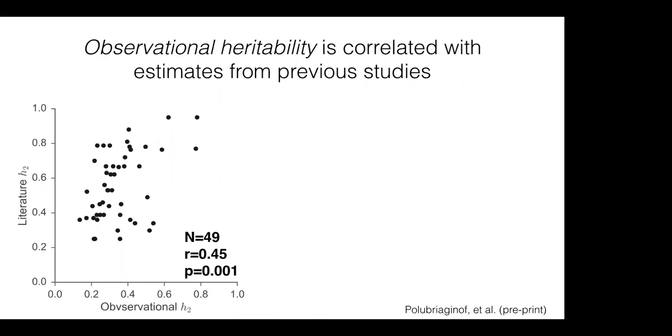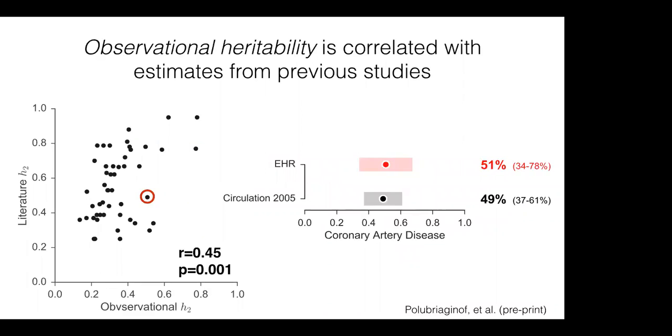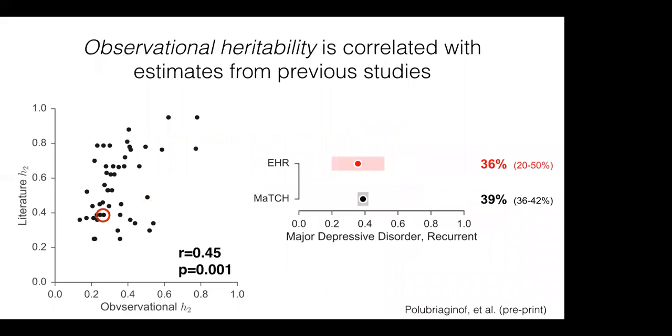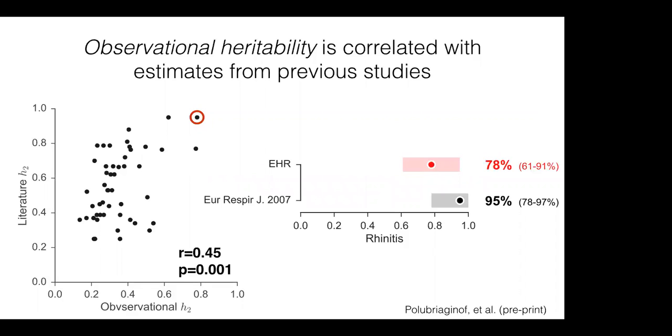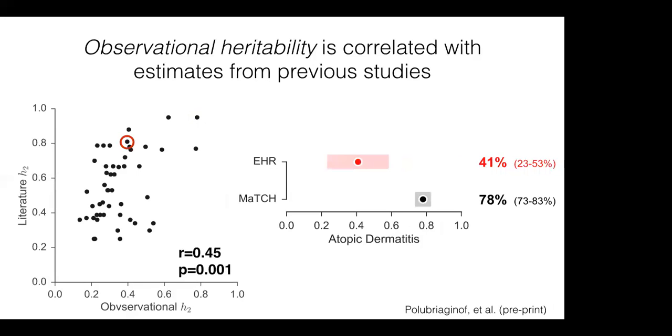So we looked at different traits. For example, for coronary artery disease, a prior study reports heritability of 49%, and we achieved 51%. When looking at depression, the report from the meta-analysis was 39%. We achieved 36%. Rhinitis is reported in the literature to have heritability of 95%, and we see here 78%.